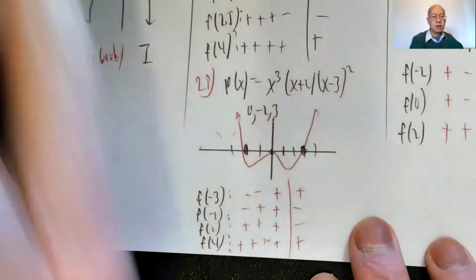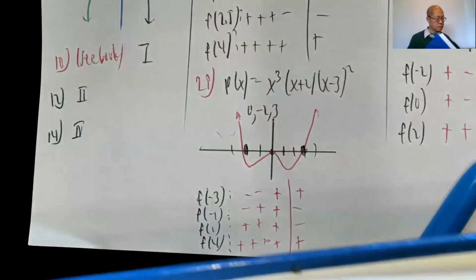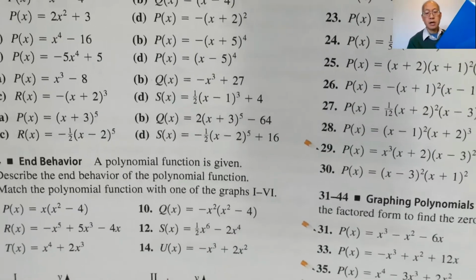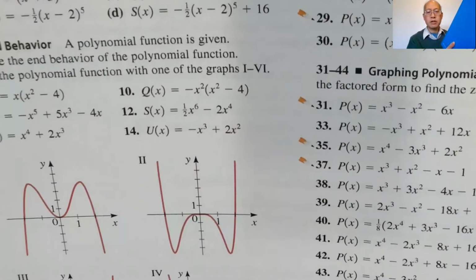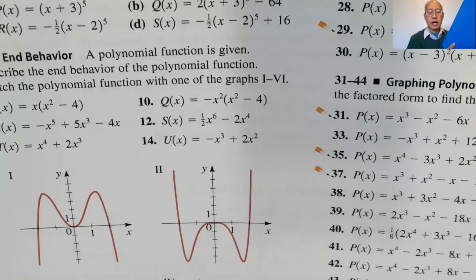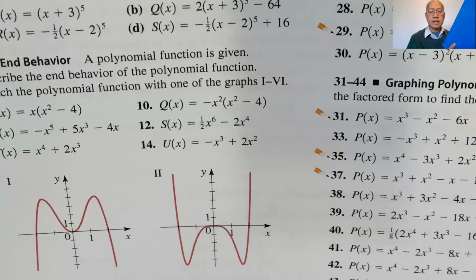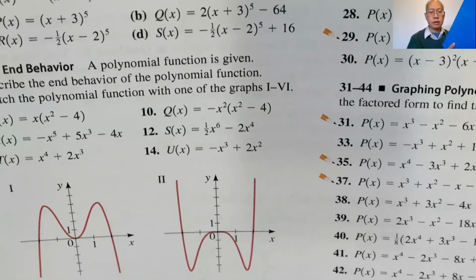Okay. Number 10, we have to see the book for that. So number 10 is graph number 1. Okay, x squared minus 4. You have zeros at -2, +2. And for end behavior, when x gets very big, either positive or negative, we go to negative infinity. So that's going to be number 1.